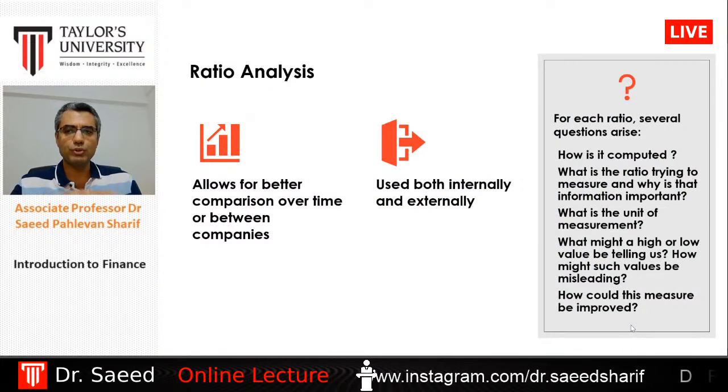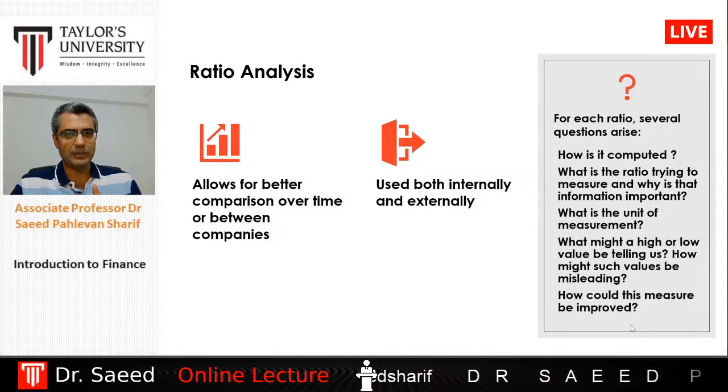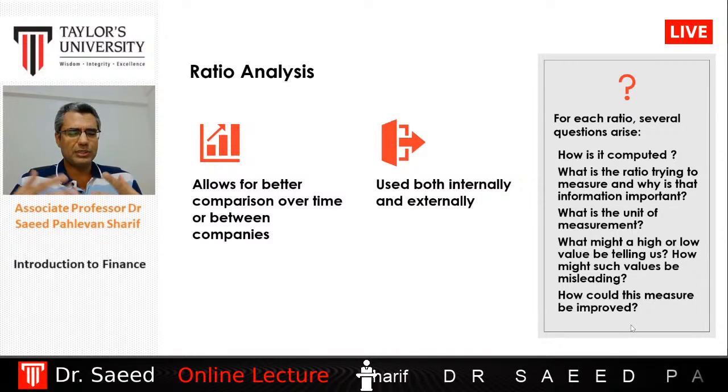So for each ratio, there are several questions that come to mind. Number one is how is it computed, right? What's the formula to compute it and what's the logic behind it? Number two is what's the ratio trying to measure and why is that information important? Number three, what's the unit of measurement? Is it US dollar or is this times or its number of days?